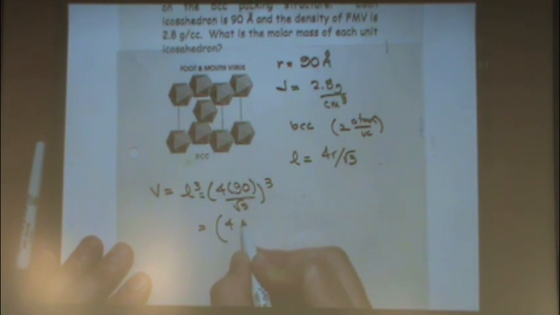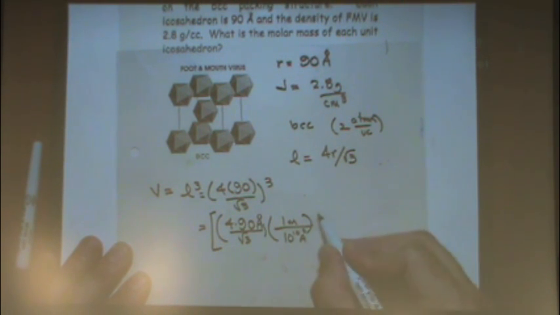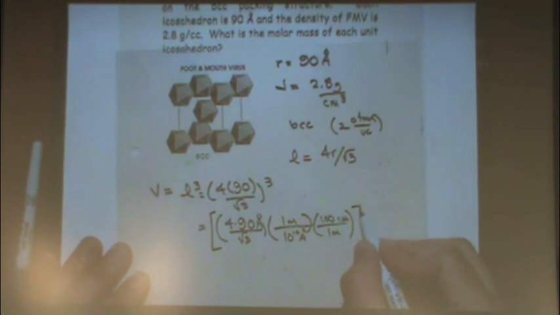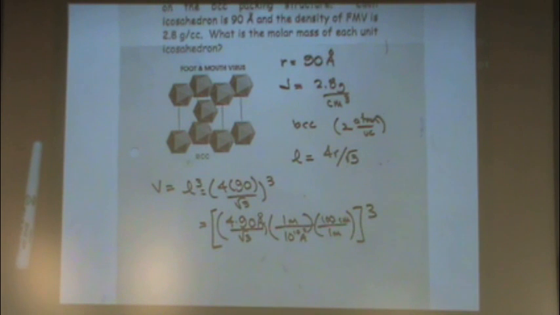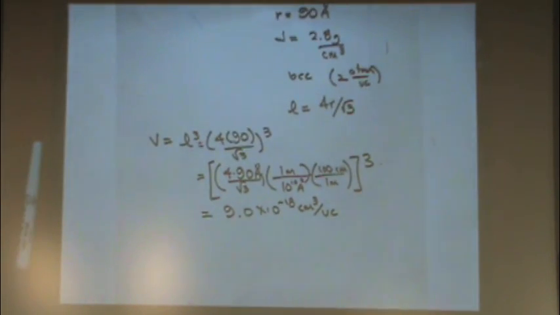Equals 4 times 90 angstrom over the square root of 3. And in our conversion here, 1 meter is 10 to the 10 angstroms, and then 1 meter is 100 centimeters, and I'm going to cube that. That will get me into centimeters cubed, which is what I want. Let me see if I found that. I did. That turns out to be 9.0 times 10 to the minus 18 centimeters cubed, and it's really centimeters cubed per unit cell. Get this out of the way now.